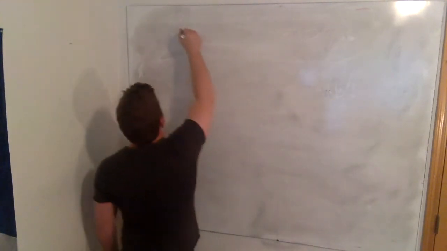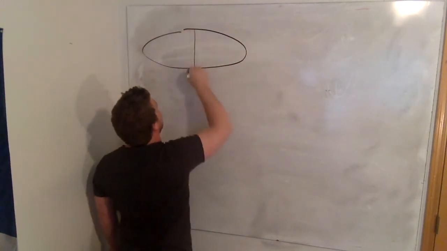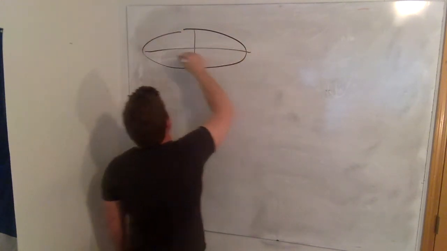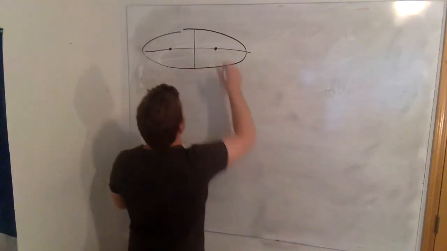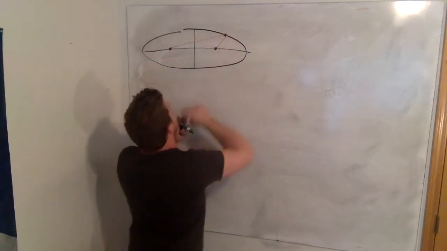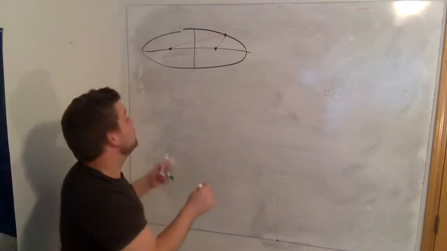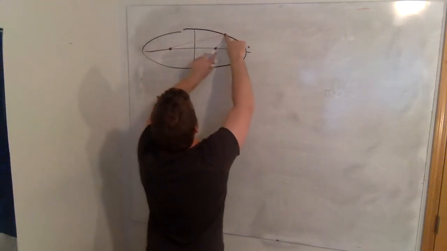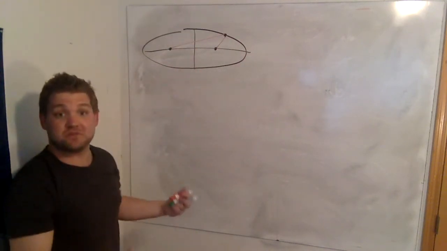So the key thing to always remember about an ellipse is how we constructed it. We took two dots, and we tied a string to them. And we knew that no matter where our pencil was, the length of the string would be the same, which means that this length plus this length will be the same regardless of where we are on the ellipse. That was the geometrical definition.